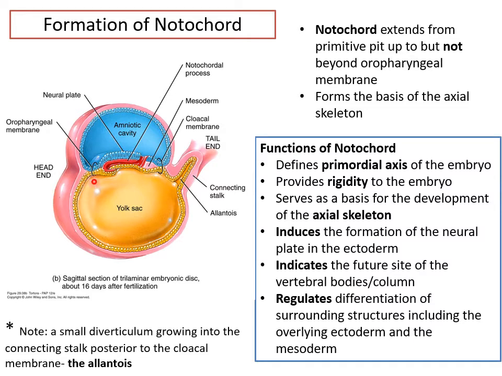So see in section you can make out how the oropharyngeal membrane and the cloacal membrane look at the cranial and caudal end of the embryo. You can see there is no mesoderm in between. So just ectoderm and endoderm stuck together, right?